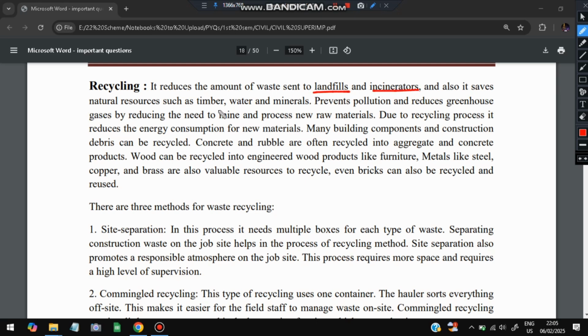It also saves natural resources like timber, water, and minerals. It prevents pollution and reduces greenhouse gases. Due to recycling, it reduces the energy consumption for new materials because we are reusing the old materials itself. Many building components and construction debris can be recycled. So recycling plays a major role in energy efficiency.